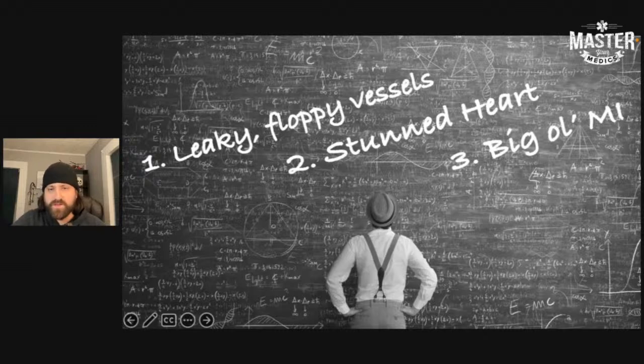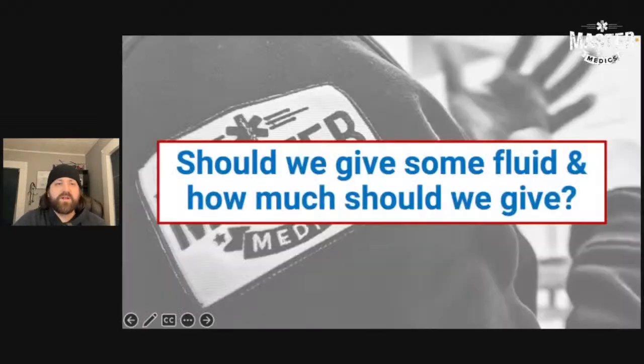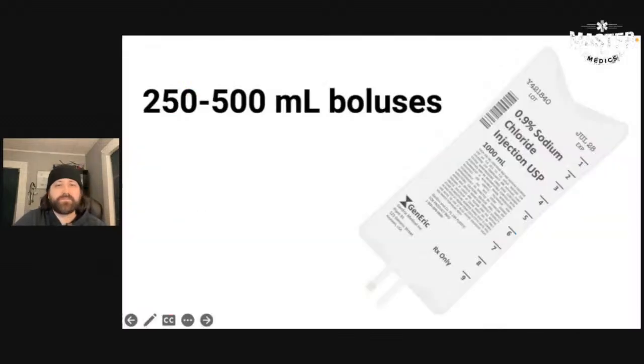So let's start basic first, right? Should we give this guy fluid? And if so, how much should we give? So how much fluid would you give this guy? I'd say we should give them fluid, right? Most post-ROSC patients are preload responsive and tolerate moderate volumes of fluid. So I'll usually start 2 IVs and slam with 5 liters.